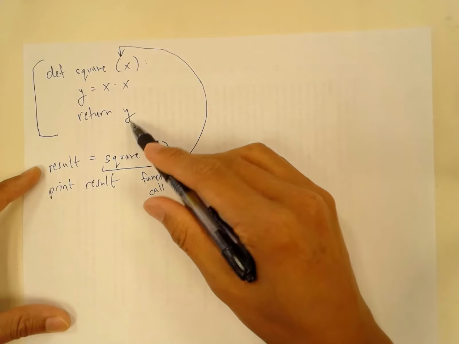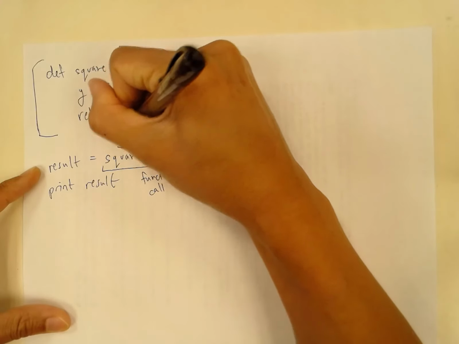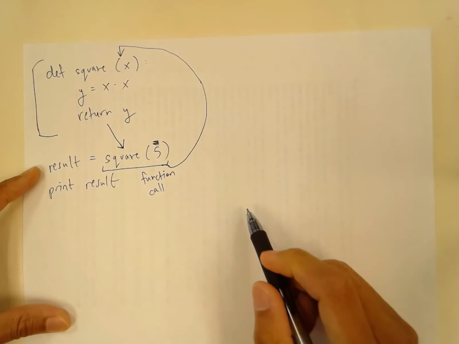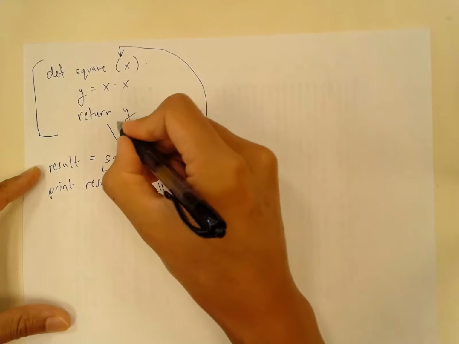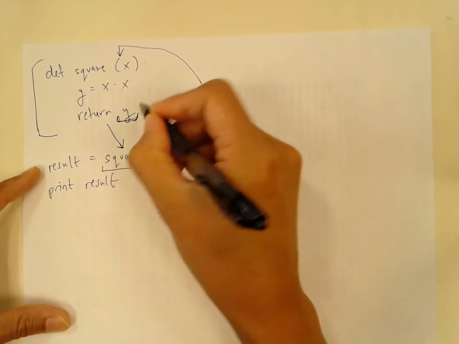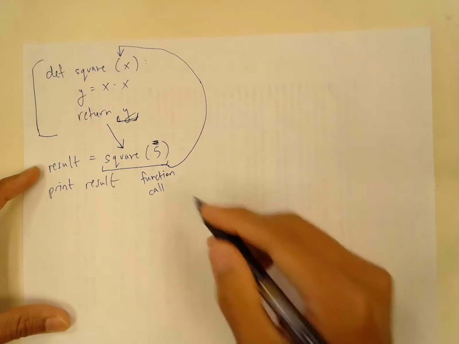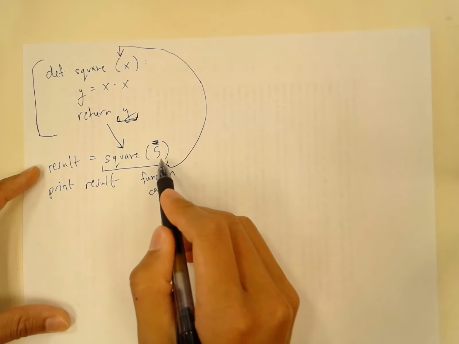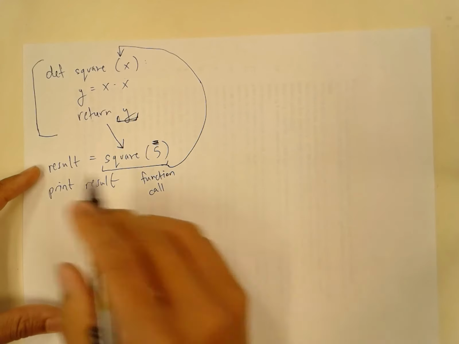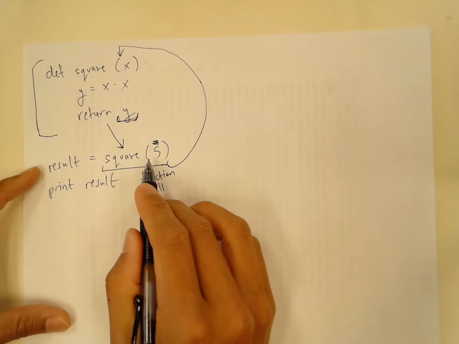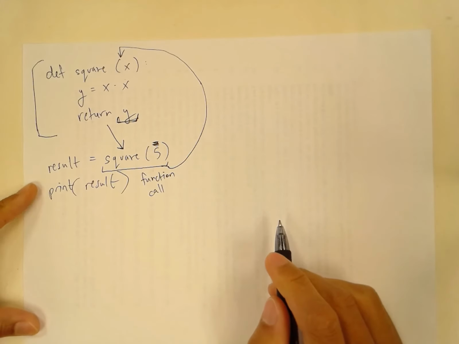Return y, right? So what does return do? It goes back to where the function was originally called, right? And it replaces this function call with the return value, this y. Not the y, but the value that's inside of y, the 25, right? So this square(5) gets replaced with the value 25, and now result is equal to 25, and we print result, which prints out 25, and we get our answer, right?